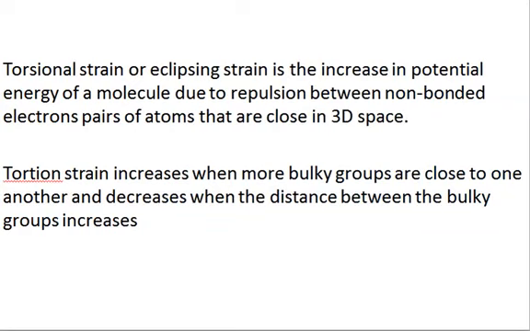So torsional strain or eclipsing strain is the increase in potential energy of a molecule due to repulsion between non-bonded electron pairs of the atoms that are close in three-dimensional space, right? The torsion strain increases when bulky groups are closer to one another and decreases when the distance between the bulky groups increases. So in a system which has a single bond, sometimes the torsion strain increases and sometimes it decreases, depending on the relative position of the atoms, right?